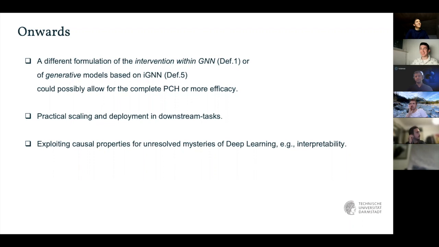And then I think really also exploiting these causal properties more to unravel these mysteries which we have, especially interpretability, right? We can make the argument, okay, we as humans, we still don't know even ourselves what that means, right? But I think we can make some pretty good approximations here and there. So yeah, maybe just the final aspect here.